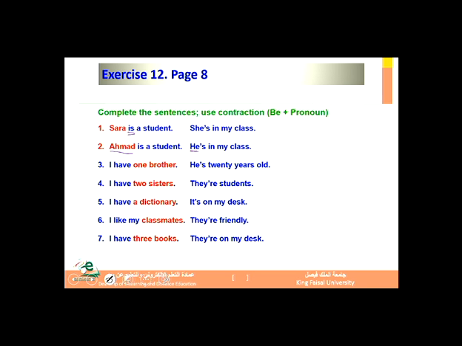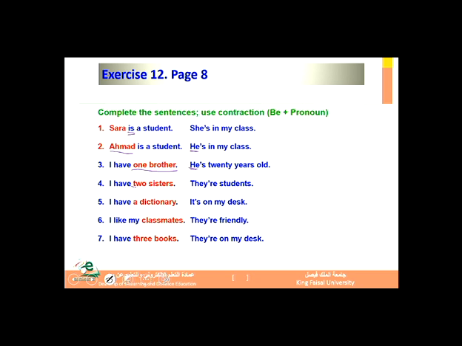I have one brother. Replace one brother by a pronoun, he. Okay, now this he is followed by verb to be. He's 20 years. So rather than saying he is 20 years, we contract. We make the sentence basically contracted or shortened, if you like.